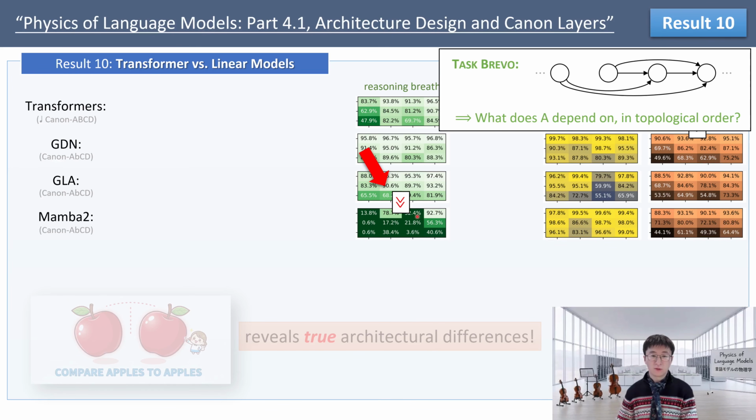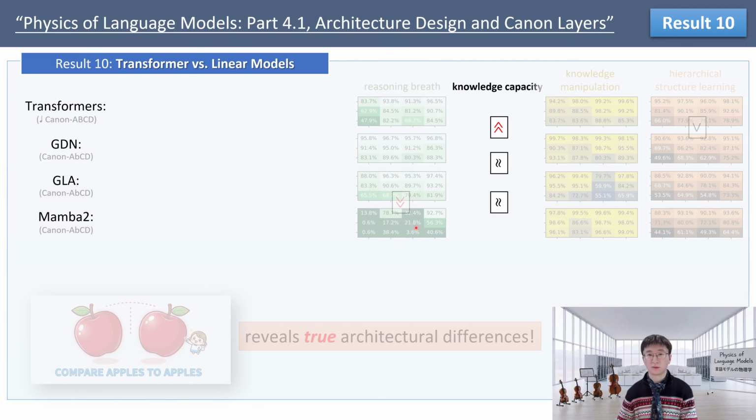The other thing worth mentioning here is that the Mamba2 architecture is actually very bad in terms of reasoning breadth. This is a task that requires the model to perform a tree-like search in terms of reasoning, and it seems like Mamba2 is just not good at it. This is also reflected in real-life pre-training. In the next talk, part 4.2, I'm also going to show you that Mamba2 is not so good in real-life tasks as well.